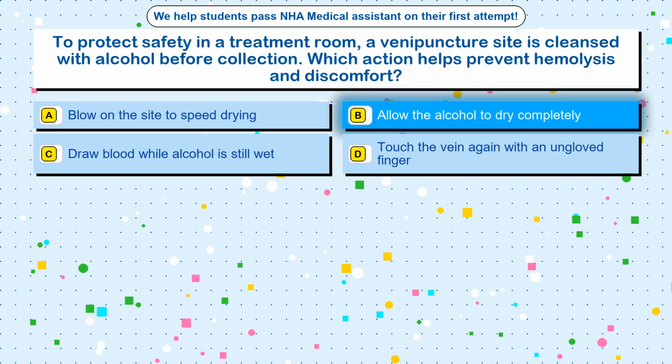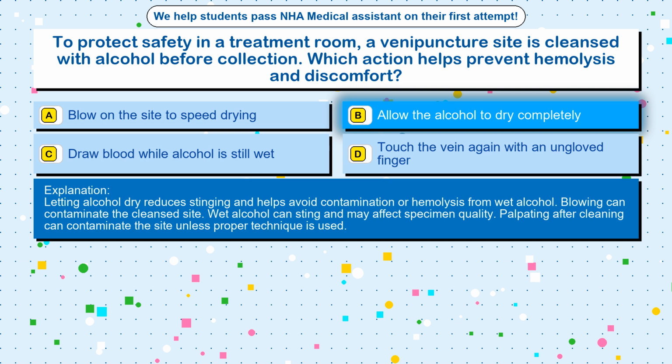The correct answer is option B. Allow the alcohol to dry completely. Letting alcohol dry reduces stinging and helps avoid contamination or hemolysis from wet alcohol. Blowing can contaminate the cleansed site. Wet alcohol can sting and may affect specimen quality. Palpating after cleaning can contaminate the site unless proper technique is used.